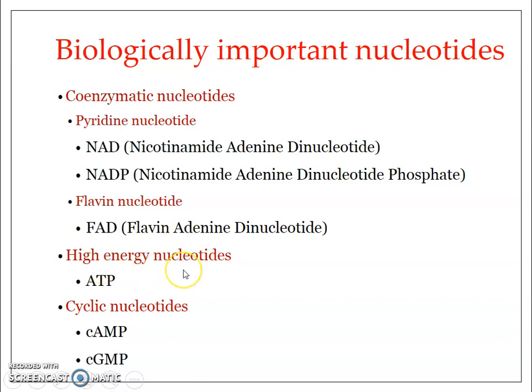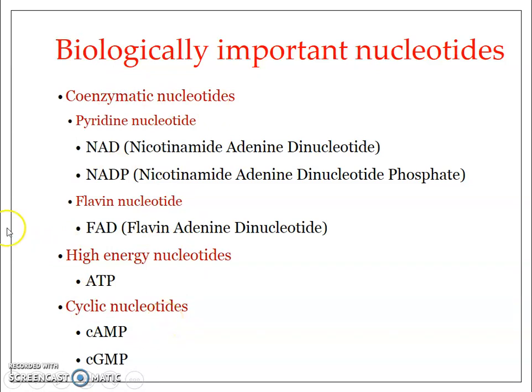The high energy nucleotides are usually high energy nucleotide phosphates, and among them, the most important one is ATP, that is adenosine triphosphate. The cyclic nucleotides are actually derivatives of purine. The cyclized forms of purine mononucleotides are the ones we refer to as cyclic nucleotides, and here they are cyclic AMP and cyclic GMP. We will be studying only the structure of cyclic AMP, which is cyclic adenosine monophosphate. So these are the different categories of biologically important nucleotides, repeating: coenzymatic nucleotides, high energy nucleotides, and cyclic nucleotides.